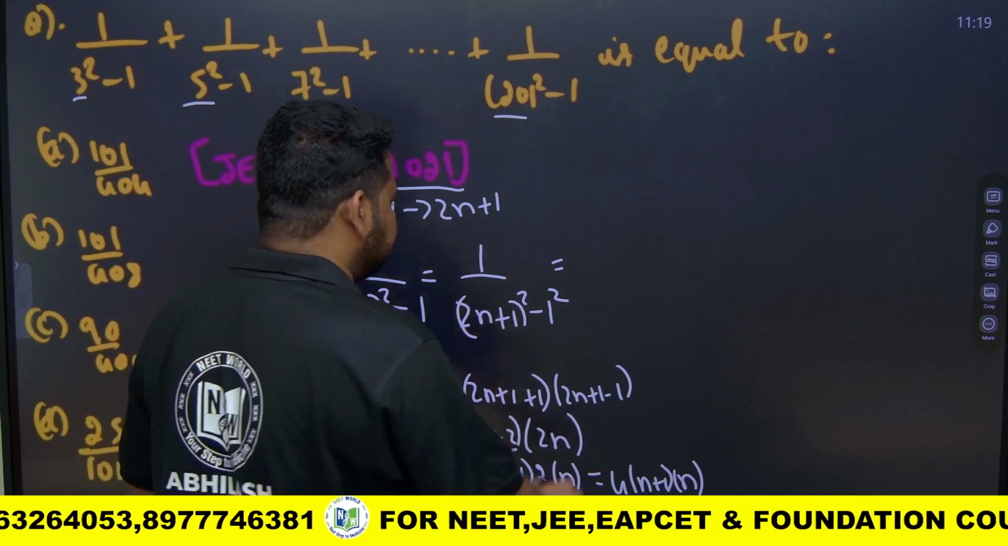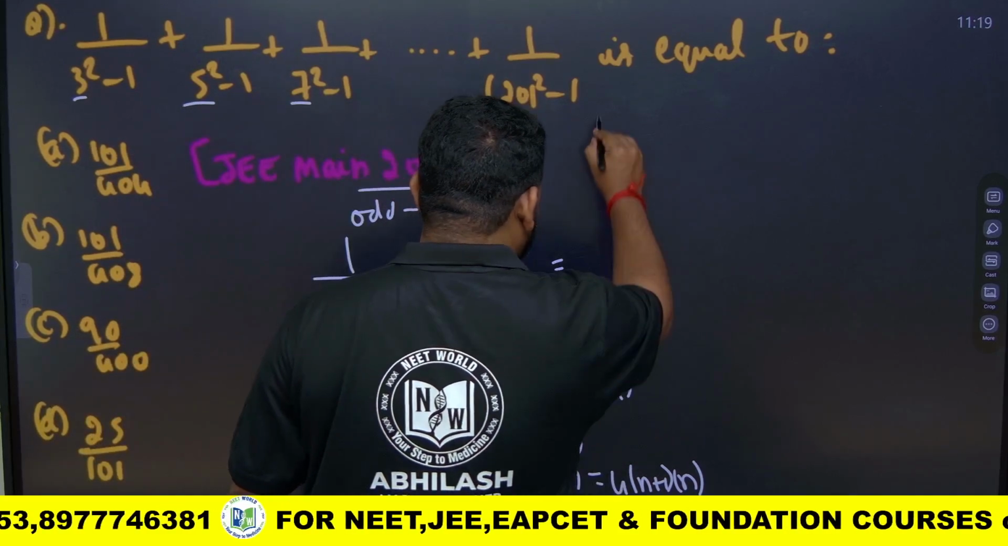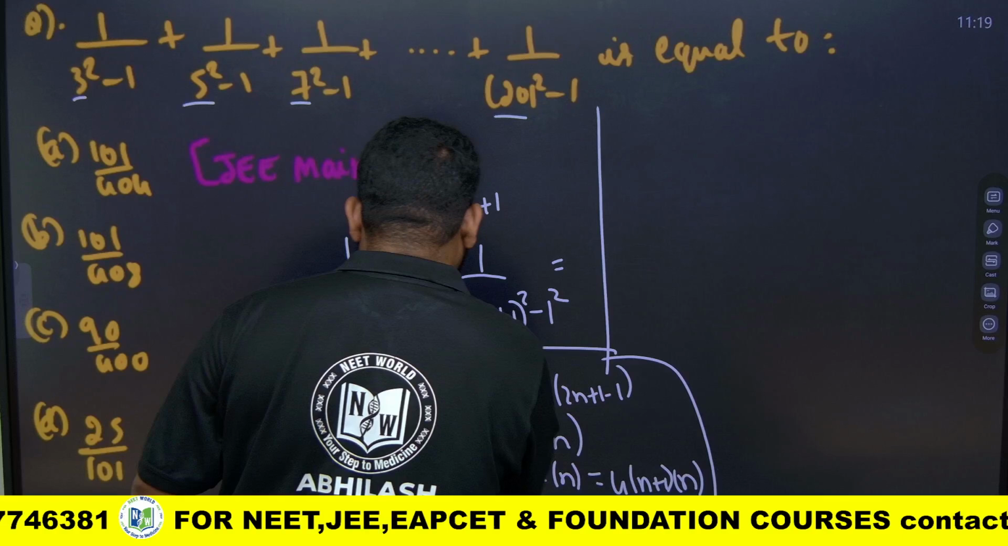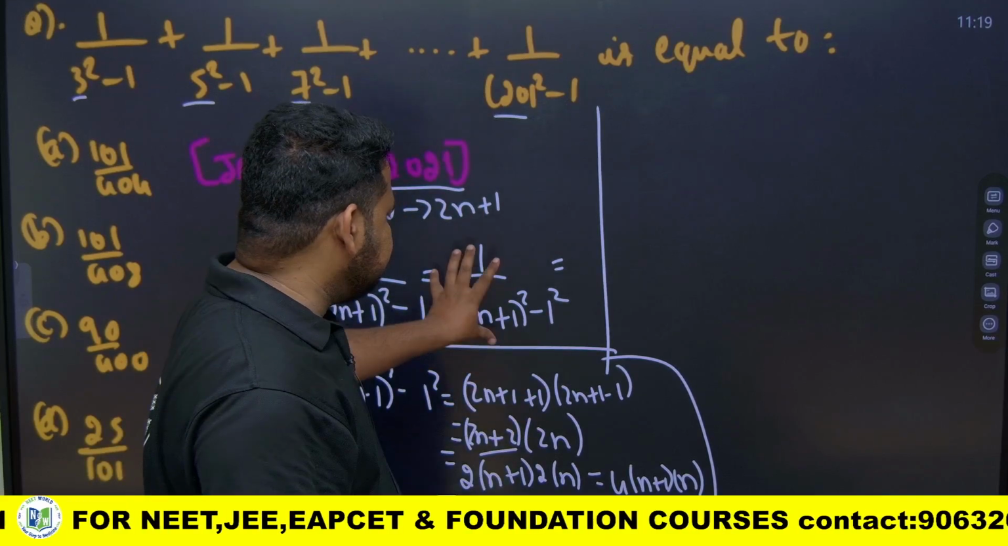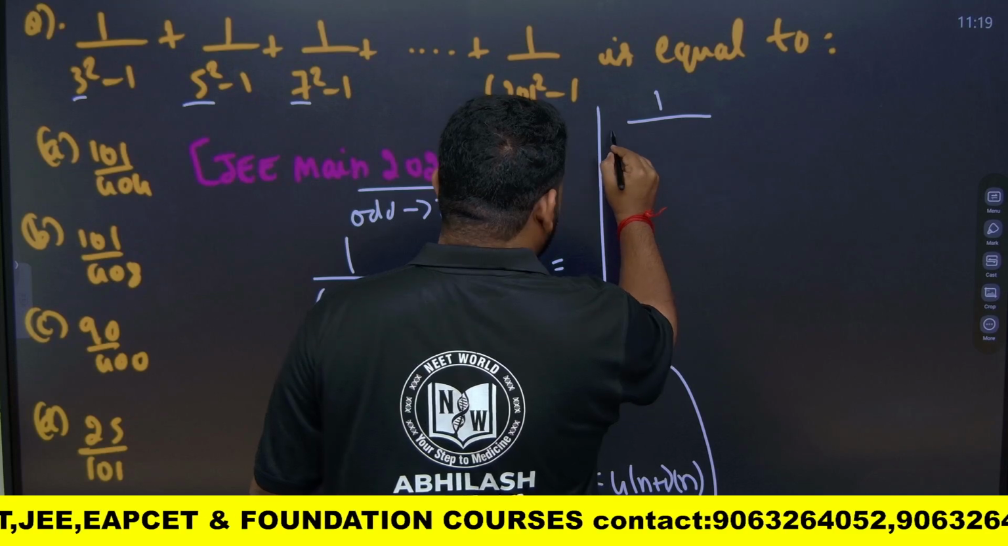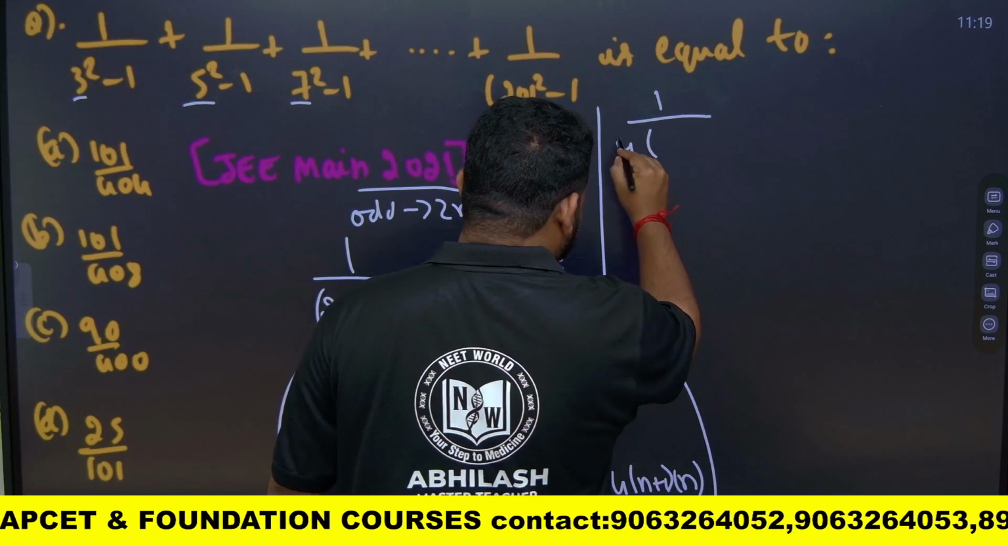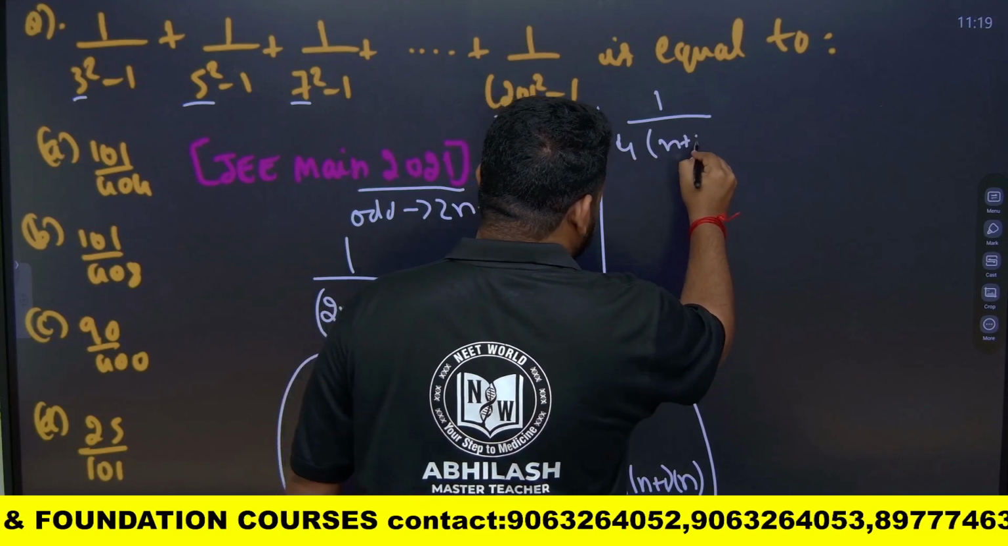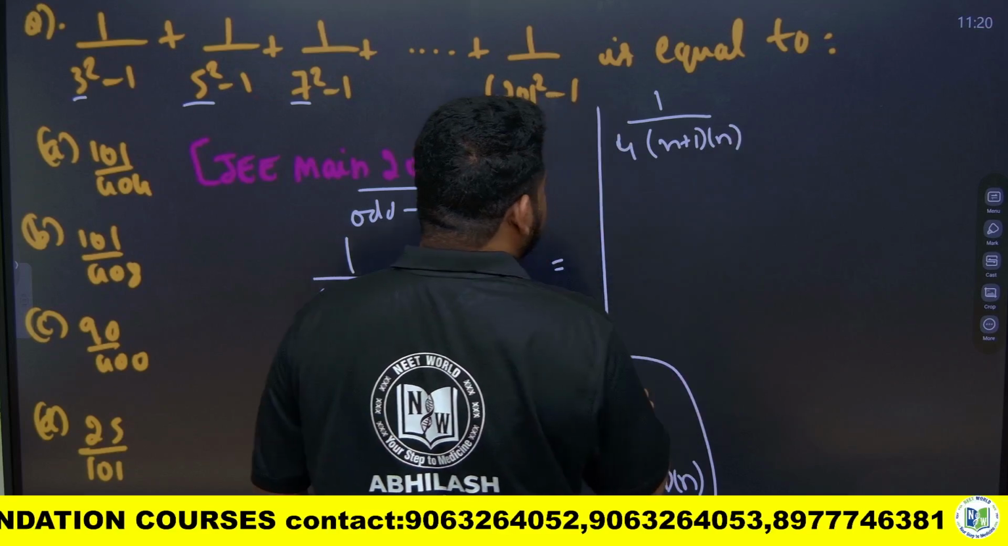So what do I get in the denominator? This is the simplification I did. This will become equal to, in the denominator I will get 4, I will take it outside, 4 into n plus 1 into n.